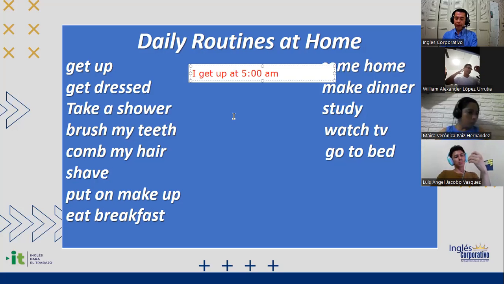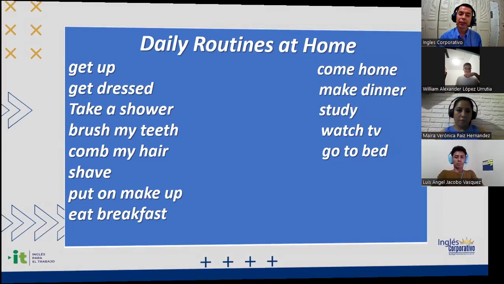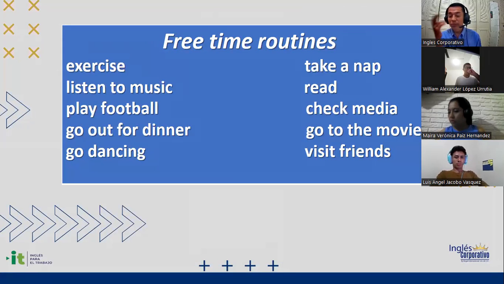Okay. Very good. Now, do you understand this activity? So it's your daily routine, right? Let's continue practice. Other activities that you can do. You exercise, for example, and then you say, I exercise at 3 p.m. Listen to music. I listen to music at 9 p.m. Play football, go out for dinner, go dancing, take a nap, read, check media, go to the movies, and visit friends. Right now, let's practice, please.